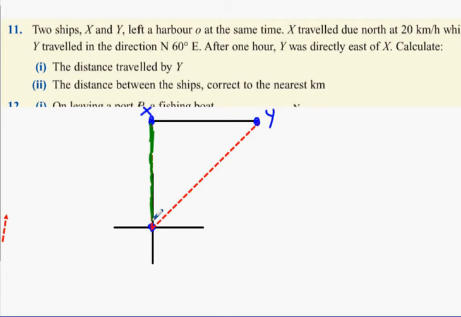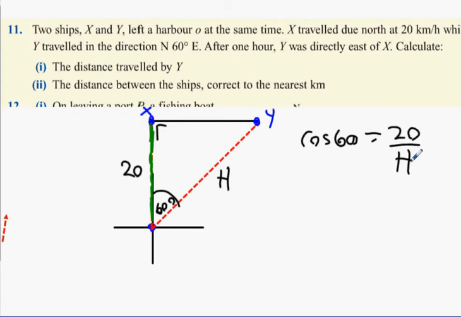Is that right? Now, what information do we know? That's 60 degrees. That's 20 kilometers. That's a right angle. And what are we looking to find first? The red side, the hypotenuse. We want to find the hypotenuse using what information? Yeah, cos. Cos 60 equals 20 over h. And what happens to the h? H cos 60 equals 20. And then after that?